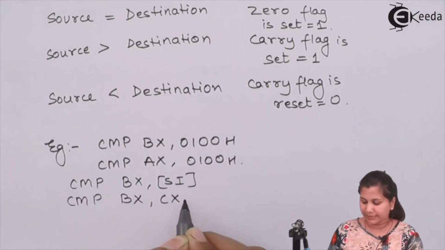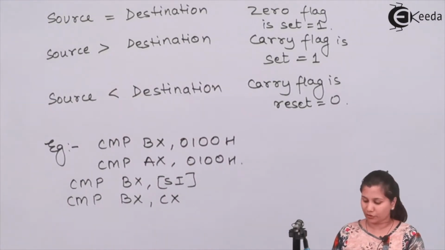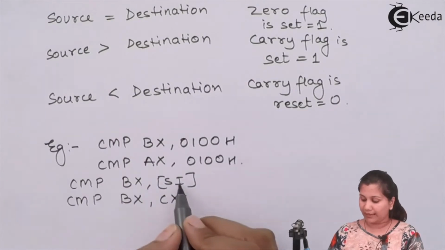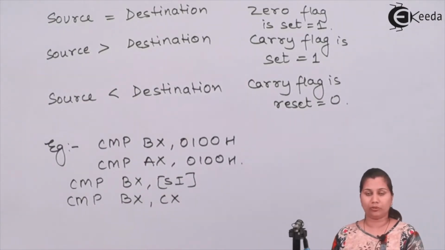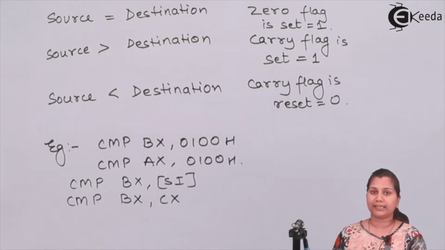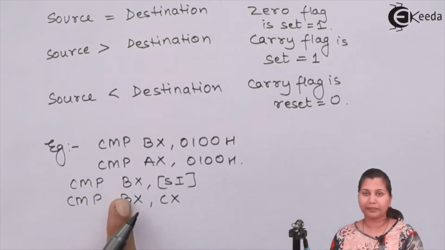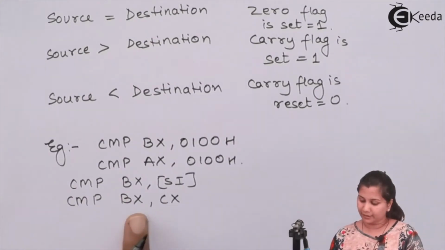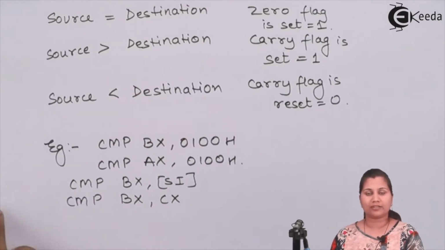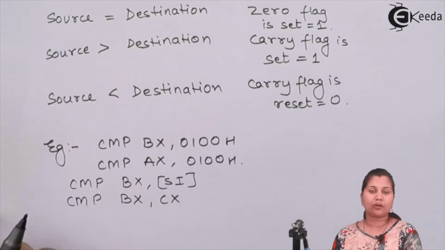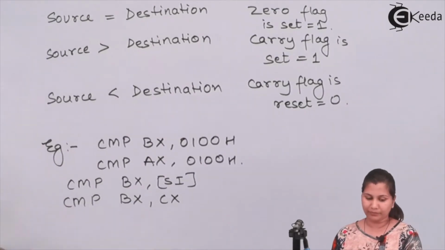We have some other examples of this instruction also, where the contents of this BX register and the memory location specified by the source index plus the data segment, that memory location has data, so that data will be compared with the BX. Here the contents of the BX and CX registers are compared. So these are some of the examples of the compare instruction.